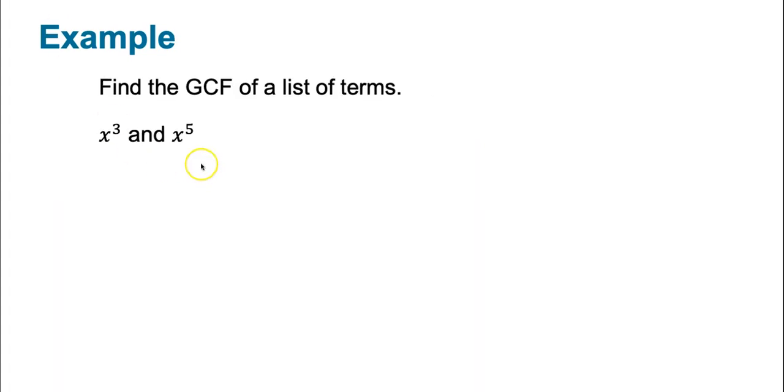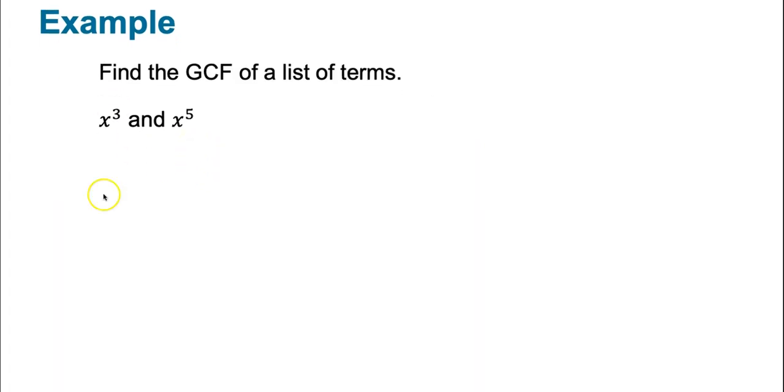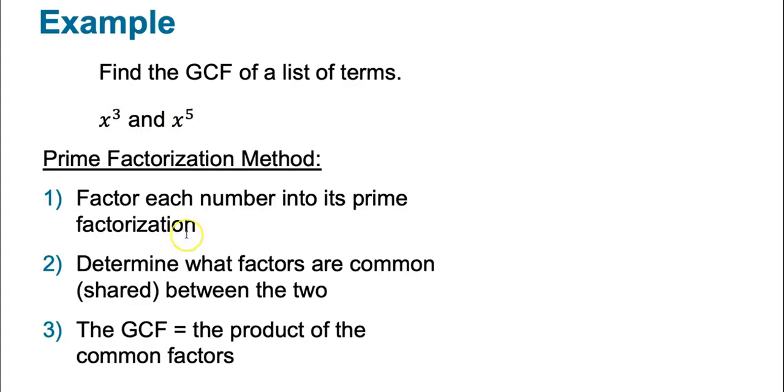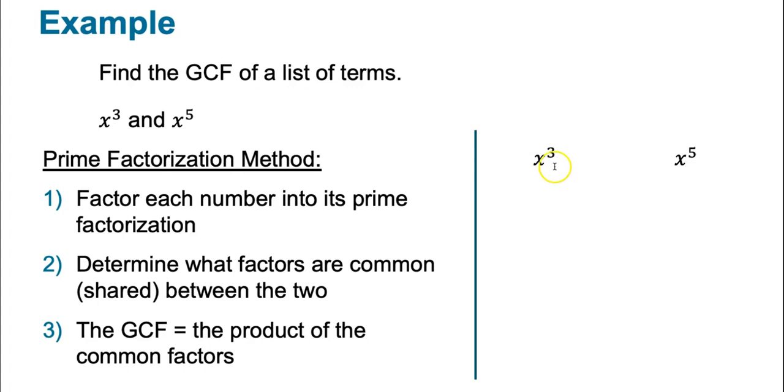Let's look at an example with variables and find the GCF of x cubed and x to the 5th. We can still use the prime factorization method. But this time, instead of working with a number, we're working with a variable expression, but the concept is the same. The first step is to factor each variable into its prime factorization.